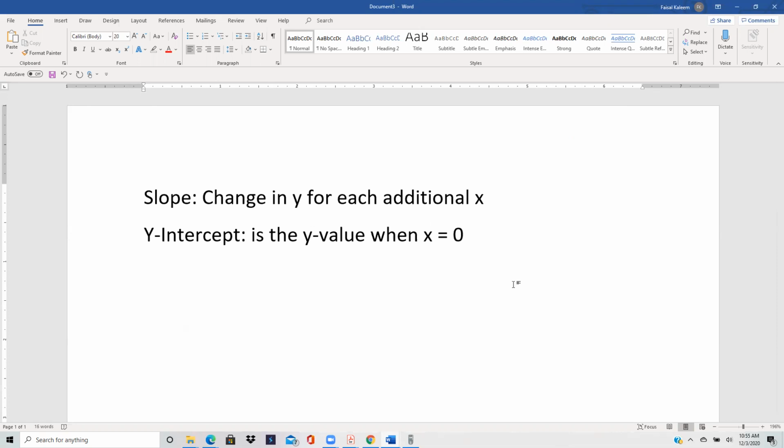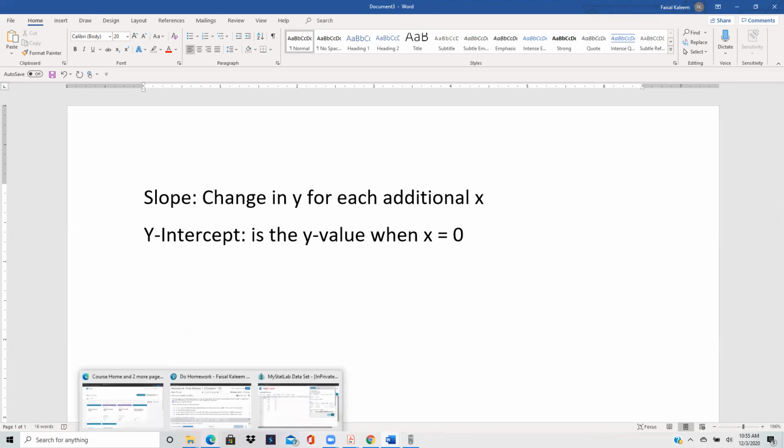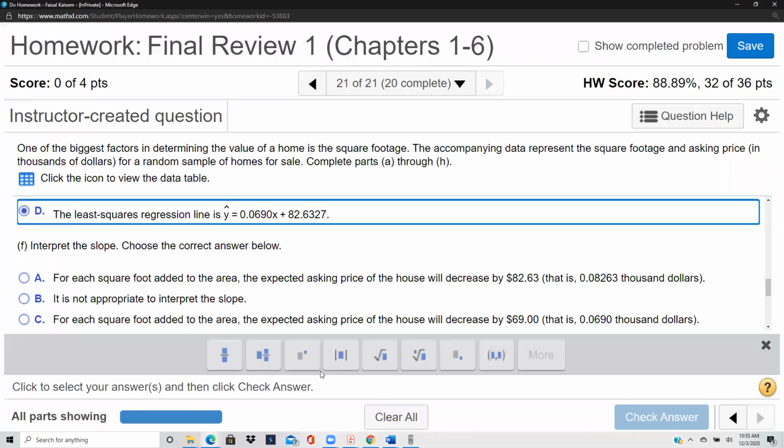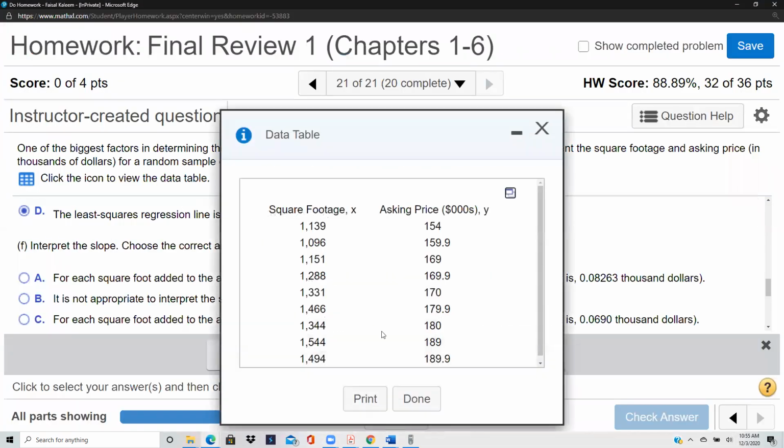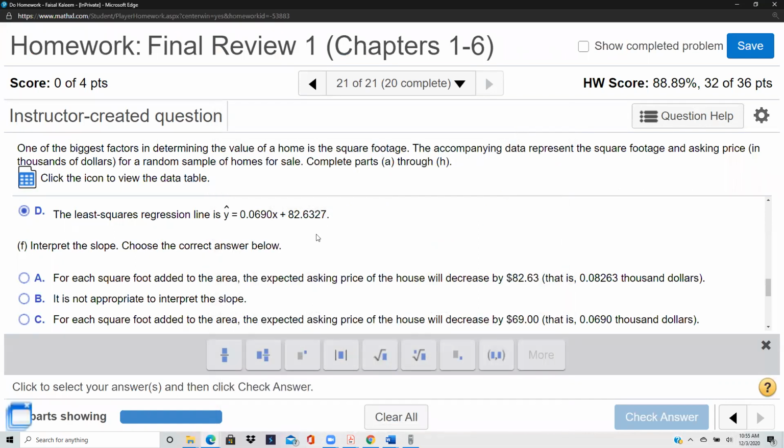Okay. The slope is the change in y for each additional x. So let's go back. In this case, the y is the asking price. So the slope will be the change in asking price for each additional square foot, right? And what's the slope in this problem? What's the number?